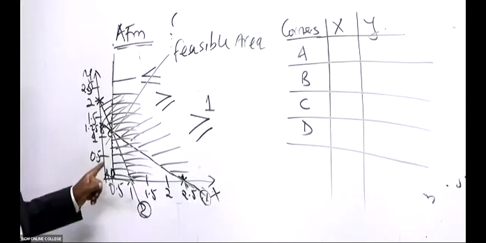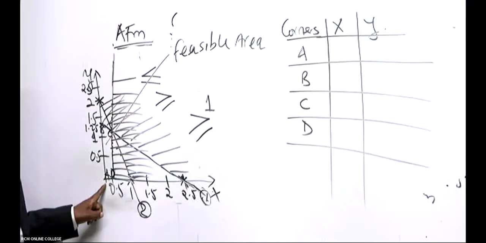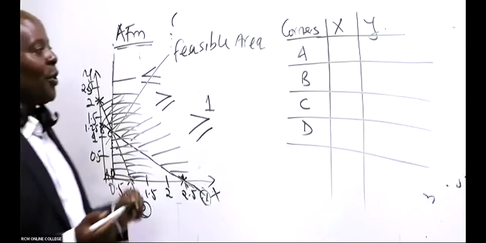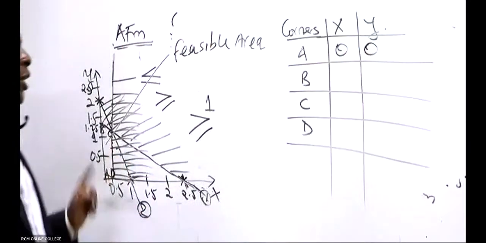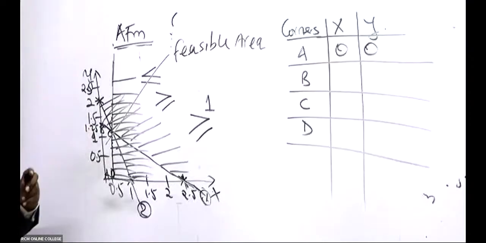So corner A, is there somebody who is able to see the value of X and Y? 0, 0, right? Corner A, it is 0, 0. So give me the values of X and Y at corner B now yourselves. Corner B, now you are experts. What do we have there at corner B?